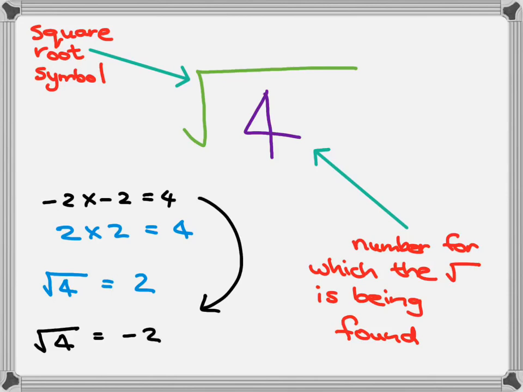Why the minus 2? Because we know 2 minuses can make a plus. So if we times minus 2 times minus 2, we end up with plus 4. So that could also be one of the square roots of positive 4.